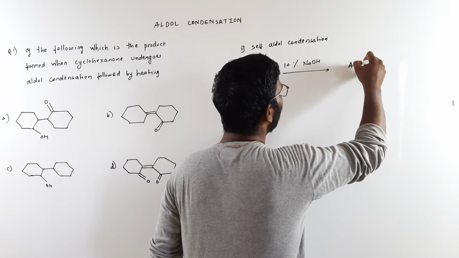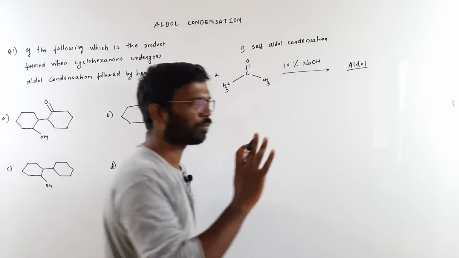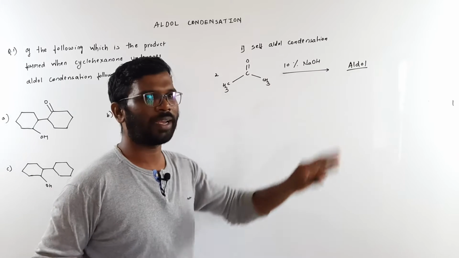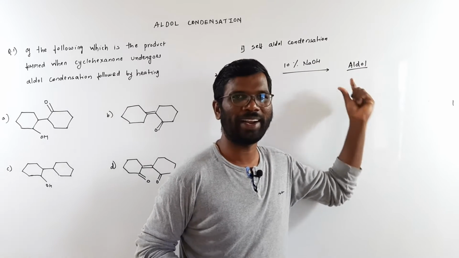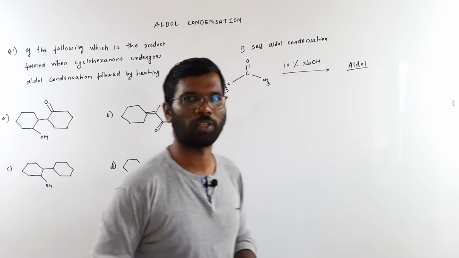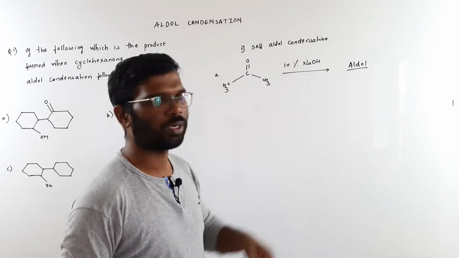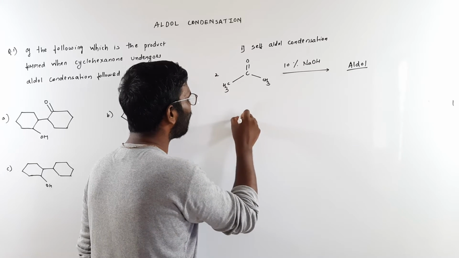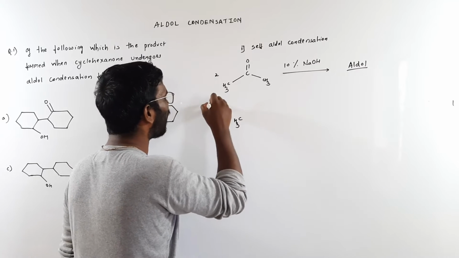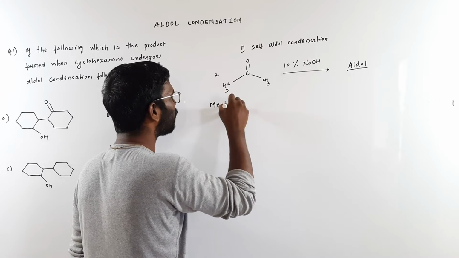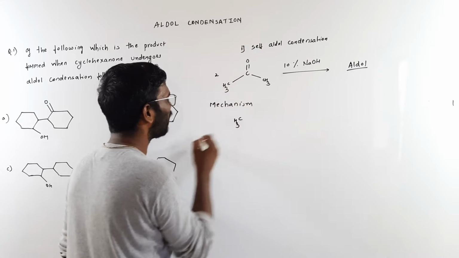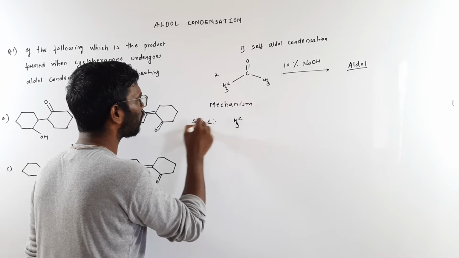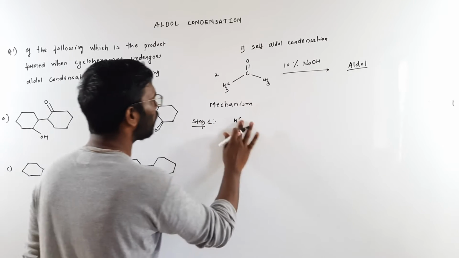Now I'll just write the thing over here. Before going to this example, let's understand what is aldol. Aldol means there is an aldehyde and an alcohol. Both the functional groups will be present in the product. That is what aldol, the general name of that product, means. So with respect to the mechanism, this is step 1.